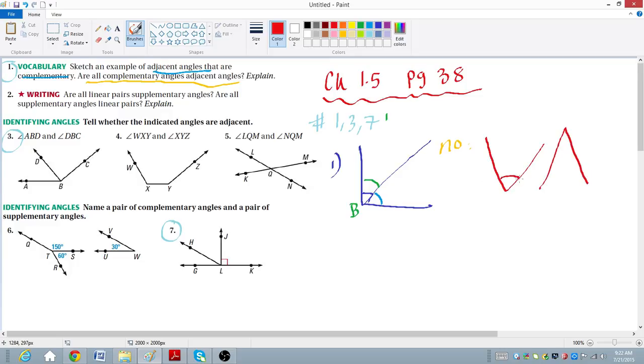Well, I have two angles. Let's say this is 30 degrees and this is 60 degrees. Well, it's not drawn to scale, but I'm just saying. Here these two angles are complementary, but they don't share the same vertex.